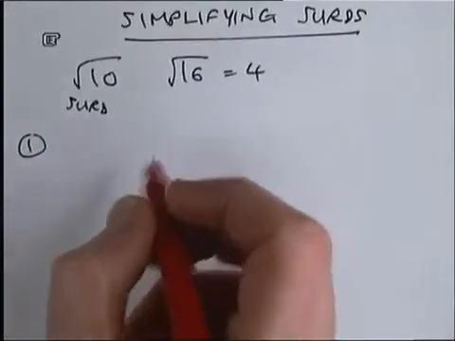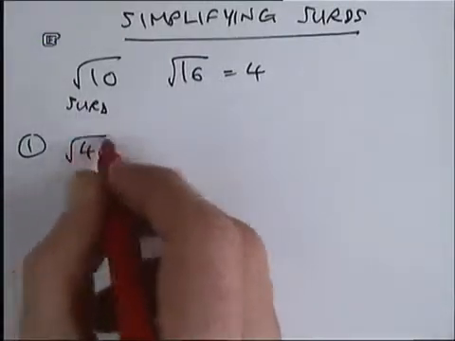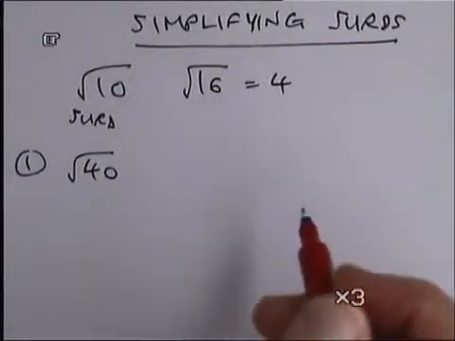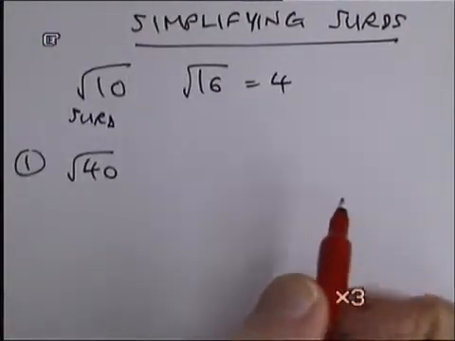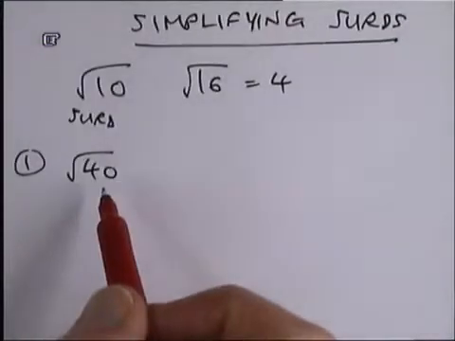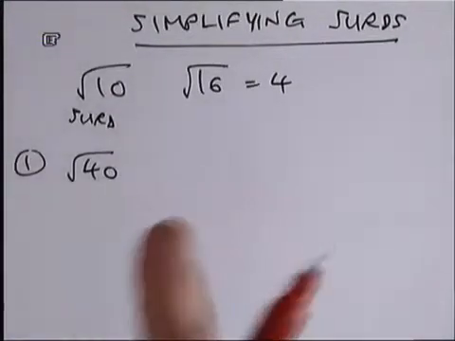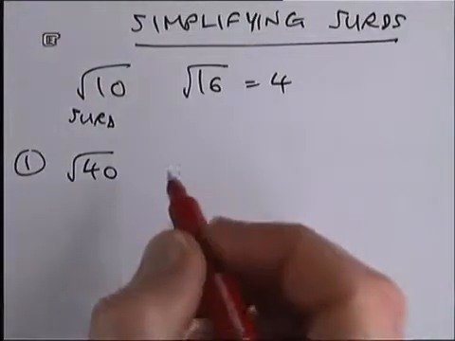And the first one we're going to look at is simplifying root 40. And you might say, well, what are we trying to do in simplifying surds? What you're trying to do is get the smallest number possible inside the square root sign. Any other numbers outside the square root sign, that's fine.